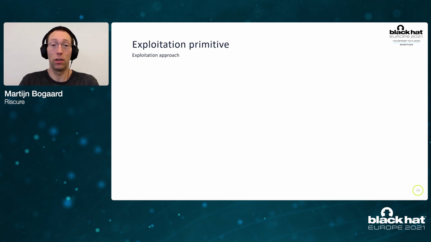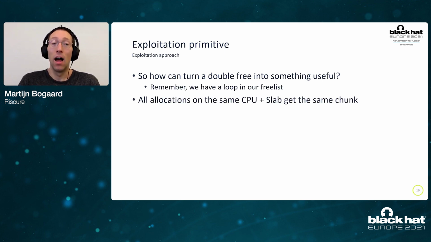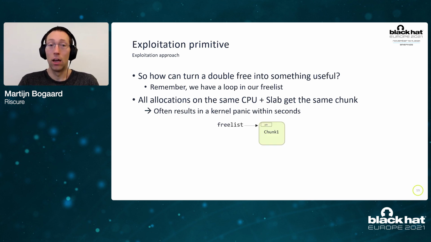So how are we going to turn this double free into something that is actually useful? Because after the double free, we have a loop in our free list. What we noticed is that all allocations that occur on the same CPU core and on the same slab are getting the same memory chunk assigned every time you do an allocation, as has been explained by Dana. However, this is just panicking the kernel in a matter of seconds. So what is happening? Well, we do multiple allocations. Each of them returns the same address due to the loop we have in our system.